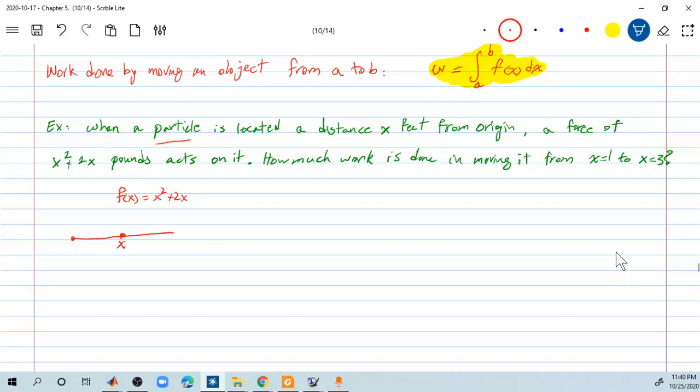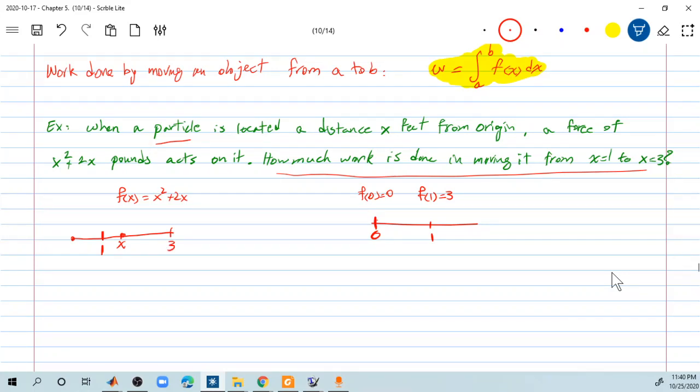So what you notice is, at different locations you'll have different forces. At location 0, if you calculate F of 0, it gives you a force of 0. At 1, F of 1, you replace 1 into the function, you get 3. So you see different forces at different locations. And we want to see how much work is done if you move this from location 1 to 3. If x changes from 1 to 3, what is the amount of work that has been done throughout this movement?